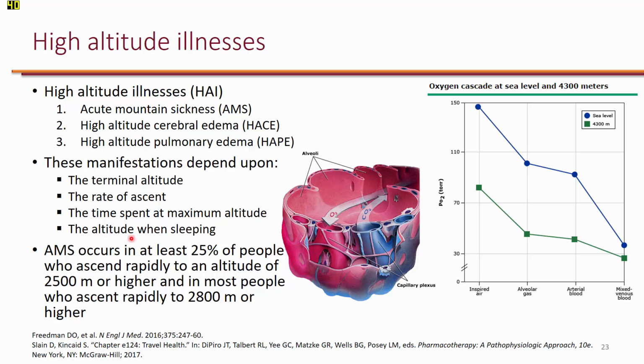And also the altitude when sleeping. Sleeping at low oxygen levels can also lead to more severe high altitude illness. Now, in general, acute mountain sickness occurs in at least 25% of people who ascend rapidly to an altitude of 2,500 meters, and in most people who ascend rapidly to 2,800 meters or higher. So you can imagine at 4,300 meters, you're a lot more likely to have acute mountain sickness and potentially more severe forms of high altitude illness.